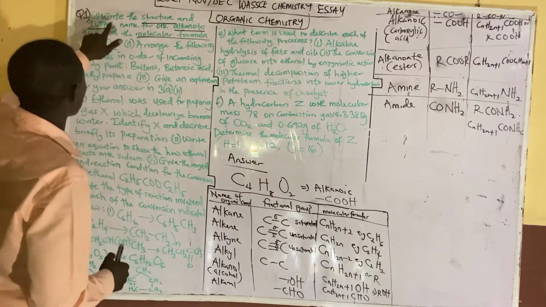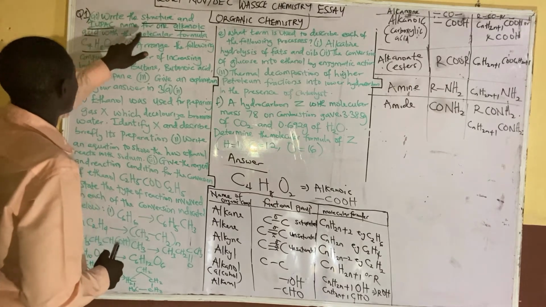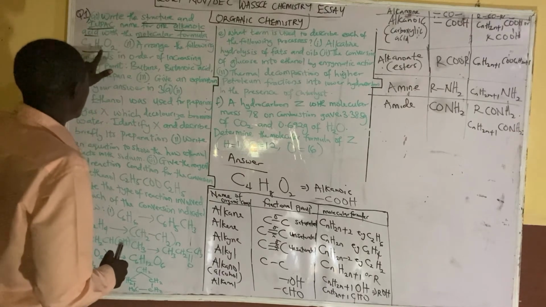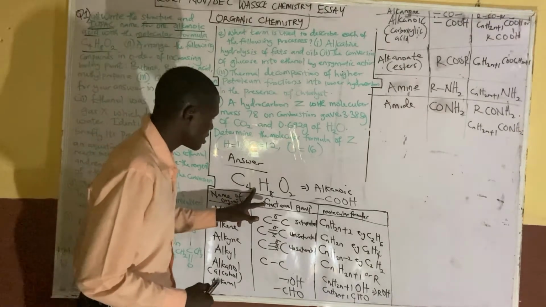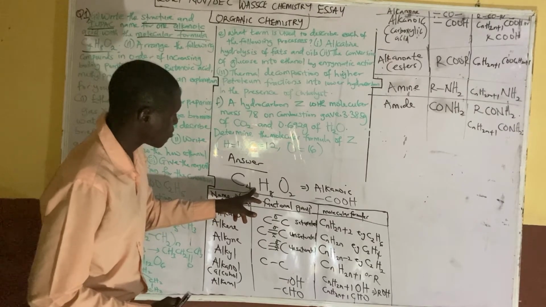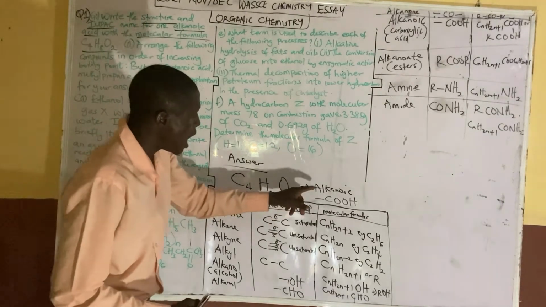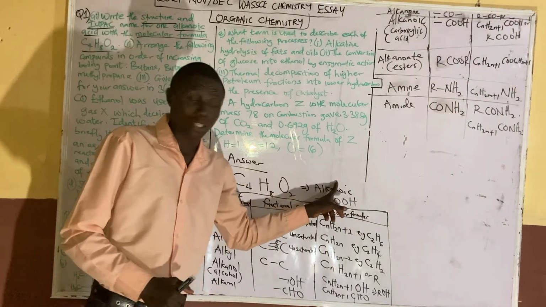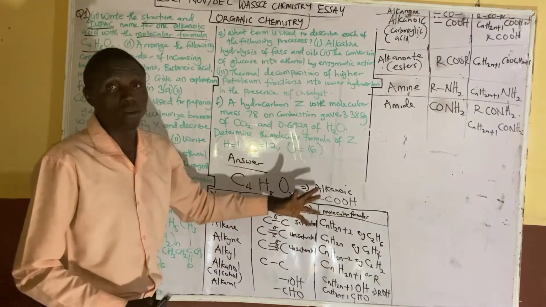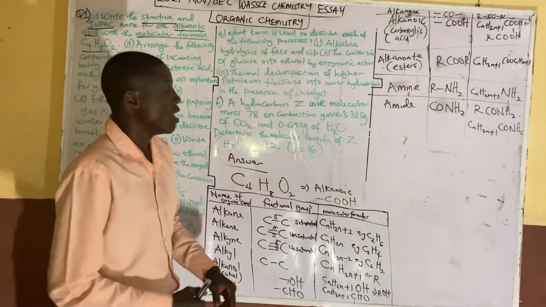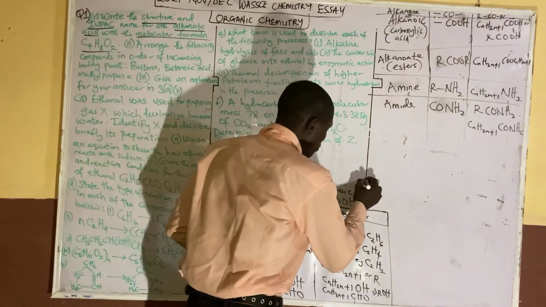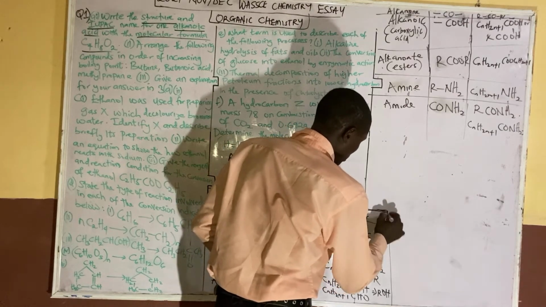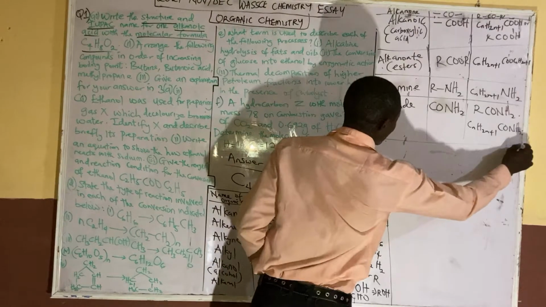So now we are asked to write the structure and the IUPAC name for one alkanoic acid with molecular formula C4H8O2. This is the molecular formula given to us, and we are to write it to show that it's an alkanoic acid. You have to show the functional group of alkanoic acid, which is COOH. So how do we go about this problem? Let's demarcate this one here, and box this one.